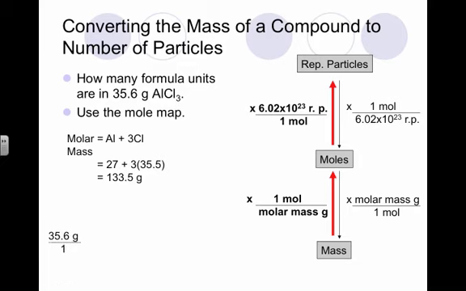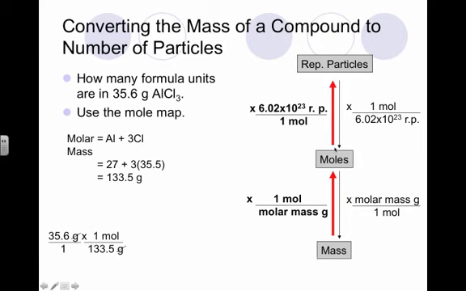Over 1, of course. Okay? And then since we're moving up from the mass position here, we're starting down here at the bottom, we're going to move up to moles first. It's not possible to jump straight from mass to representative particles. You have to go through the moles. So our first step will be 1 mole over the molar mass of 133.5 grams. That's our first multiplication. And then, of course, the grams are going to cancel out. And then after that, that gets us to our mole step.